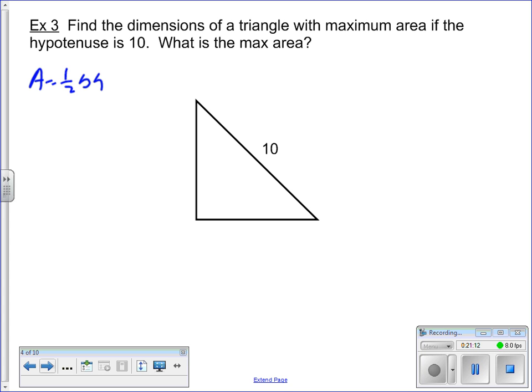Okay. How many dimensions do I need? I need base and height, right? I don't have those. But it is what kind of a triangle? It's a right triangle. How do I know it's a right triangle? Because it's got a hypotenuse, and only right triangles have a hypotenuse. No other triangles have hypotenuses. Only right triangles have a hypotenuse. Which means that we get to use the Pythagorean theorem.